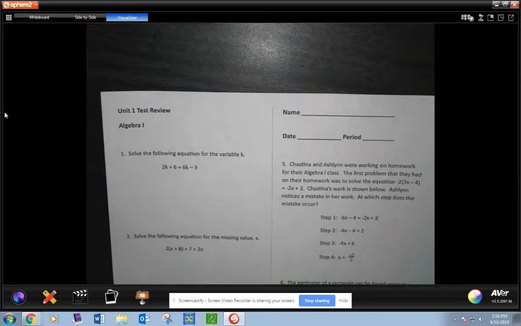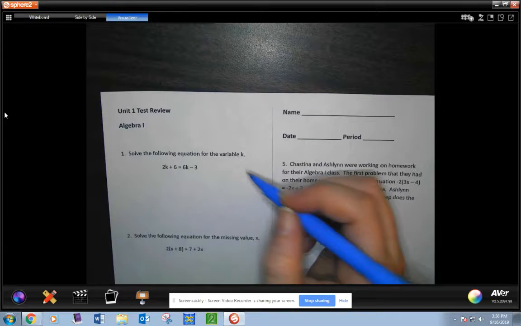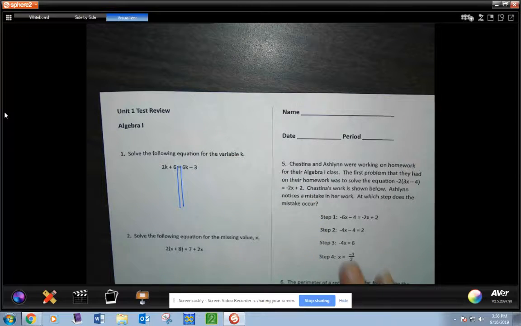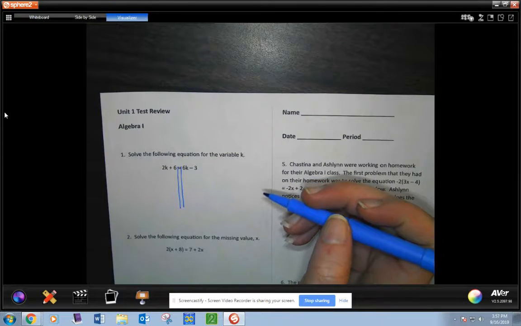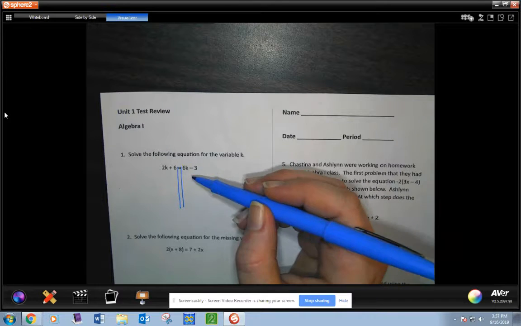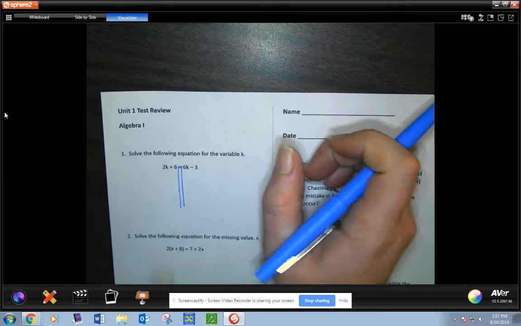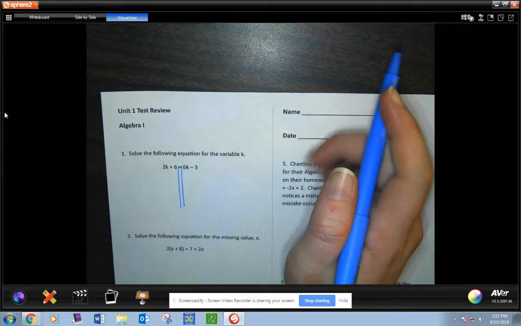For number 1, it says solve the following equation for the variable k. Now remember, if you need to draw your bars, you can draw your bars. If you don't need them, don't draw them. Okay, step 1 is to distribute. There's no distributing in this problem. Step 2 is to combine like terms. The left side, nothing can combine. The right side, nothing can combine.